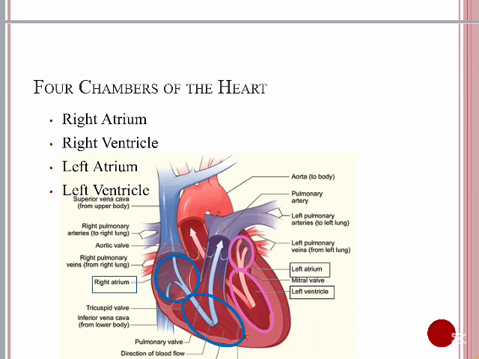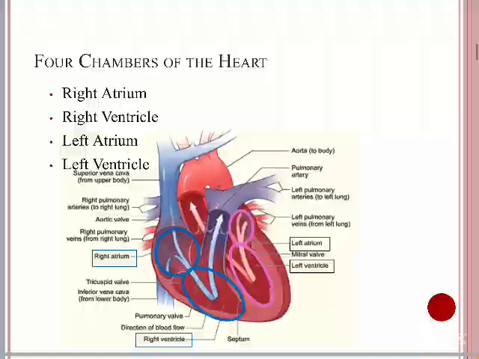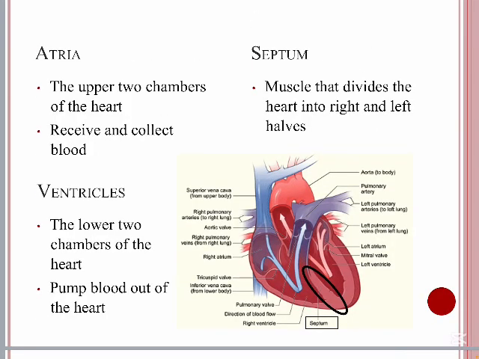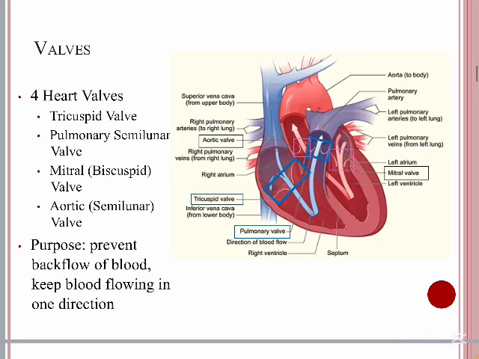The 4 chambers of the heart: right atrium, right ventricle, left atrium, left ventricle. Atria: the upper 2 chambers of the heart receive and collect blood. Ventricles: the lower 2 chambers of the heart pump blood out of the heart. Septum: the muscle that divides the heart into right and left halves.